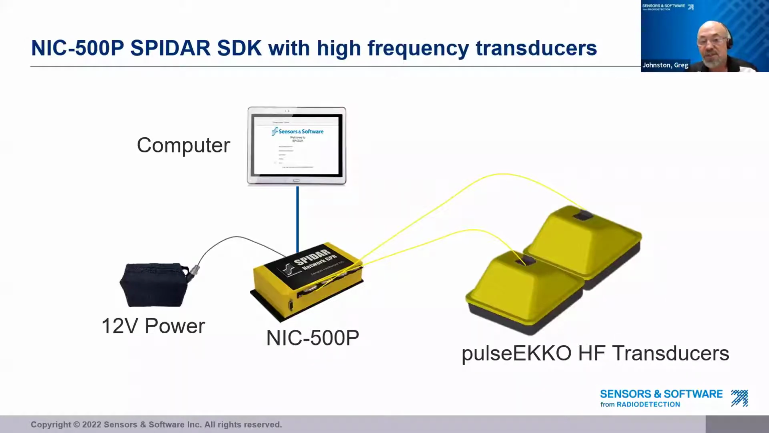This example shows the same setup, but for a pulse echo system with bistatic 250 megahertz high frequency antennas. So bistatic just means that there are two separate antennas, one transmitting and one receiving. You can see that, the two boxes here in the image.